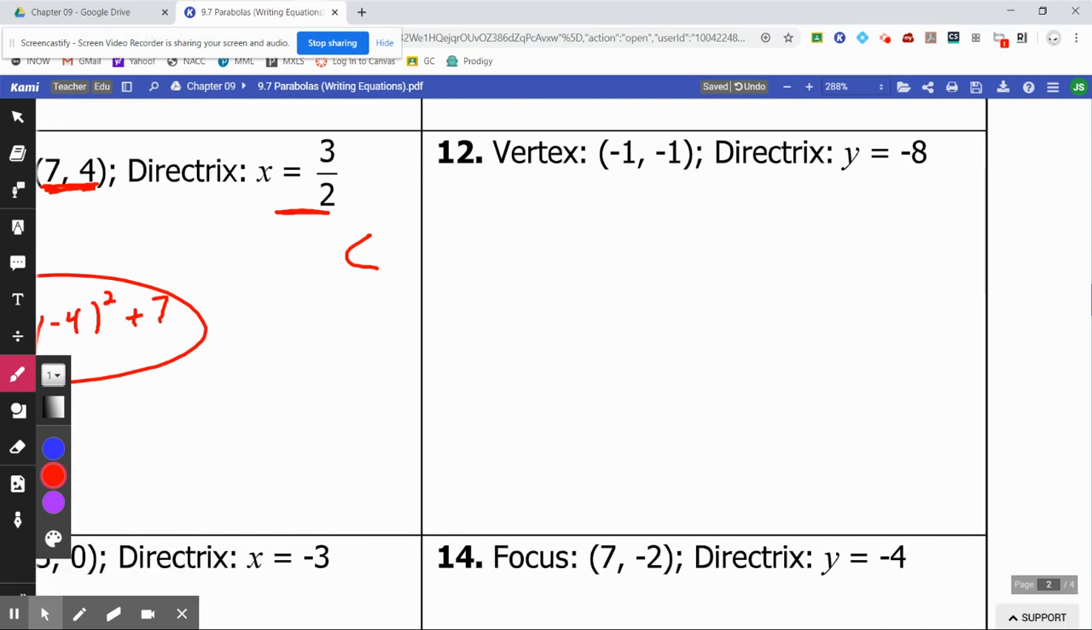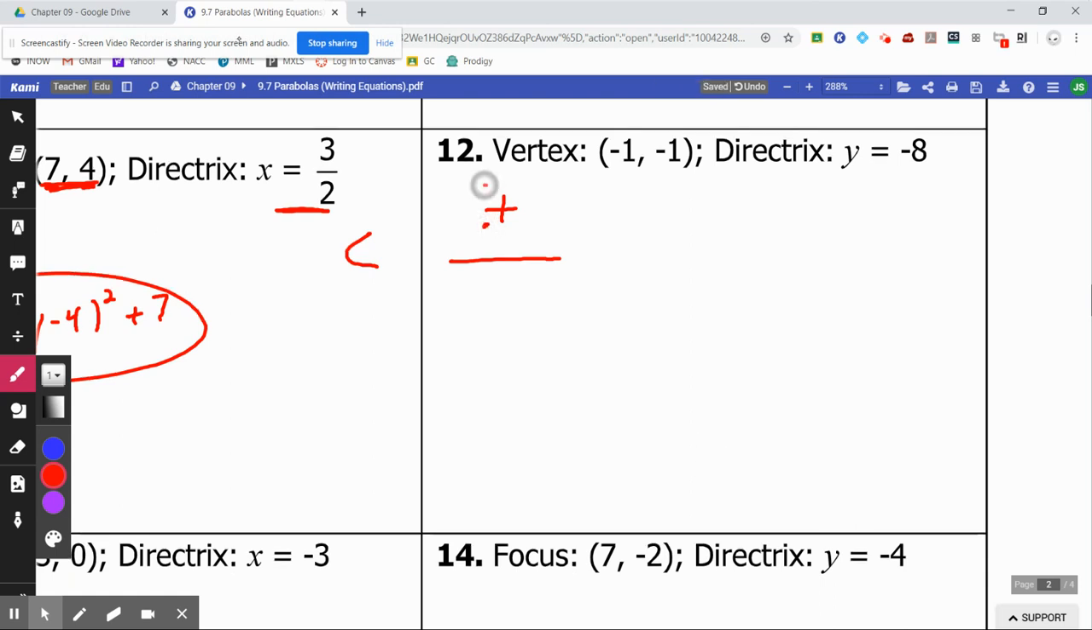The directrix here, y equals -8, is a horizontal directrix. We have -1, -1 as our vertex. So that means our focus is going to be up here the same distance away, so that means we're opening up. So we're going to have a y equals parabola since we're opening up, and also our 1 over 4p value should be a positive value.